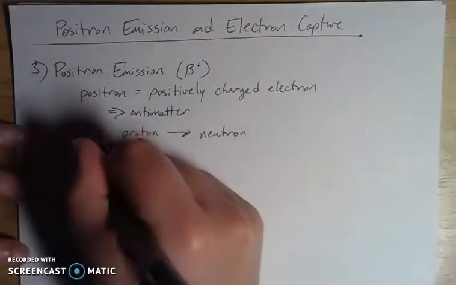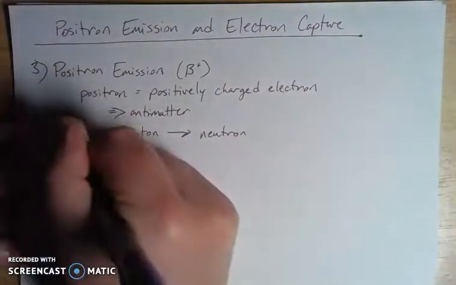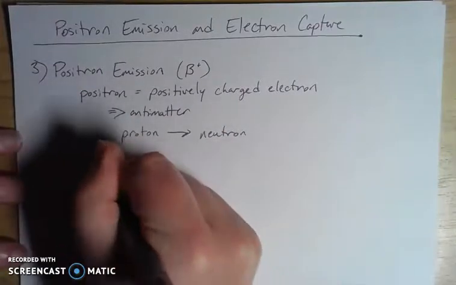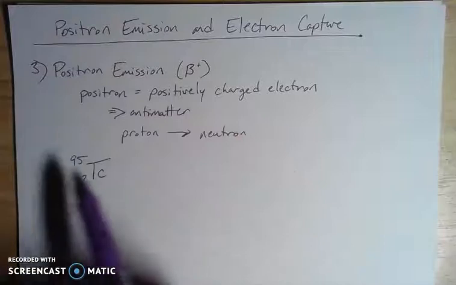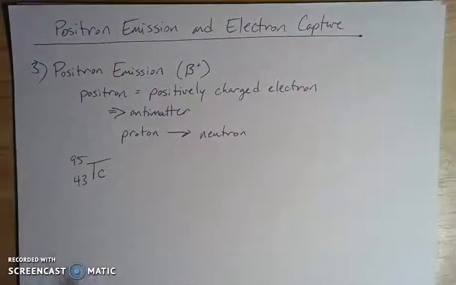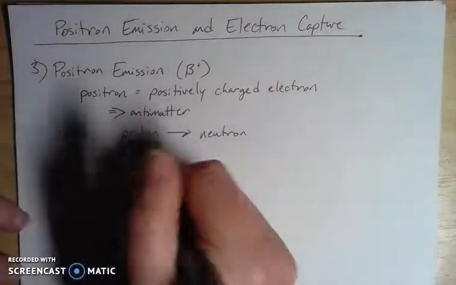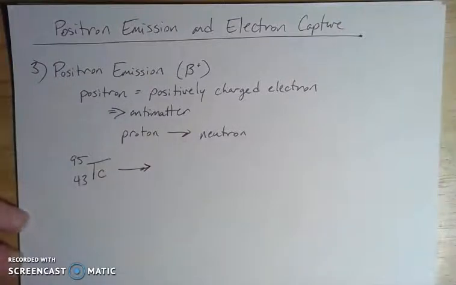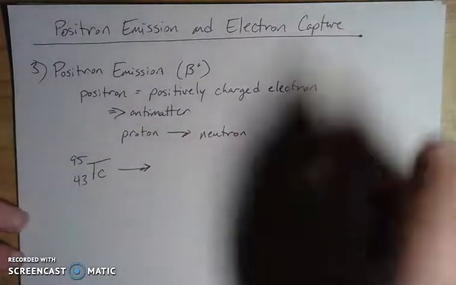So let's take technetium as an example. So here's technetium-95. Technetium is one of those weird ones that is actually never stable. It's unstable all the time. It's always radioactive, but it is below that 82, below lead. So it's in the transition metals, right in the middle. So when it emits a positron, which is a positively charged electron, let's think about what's happening here.